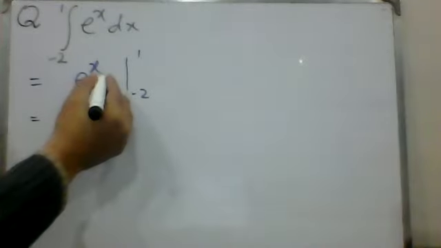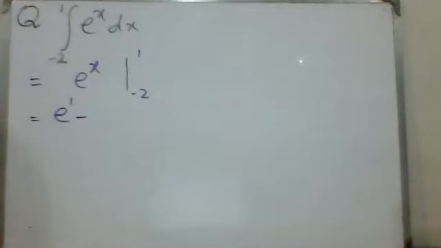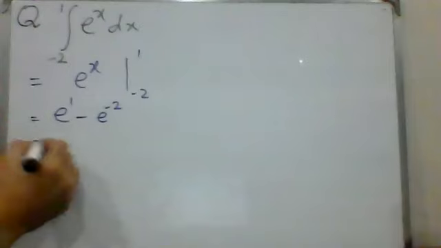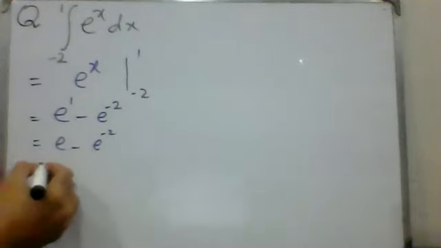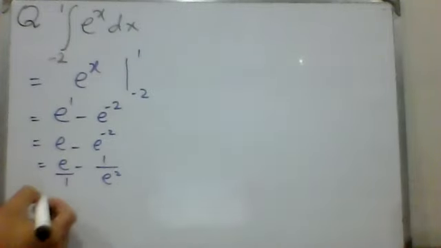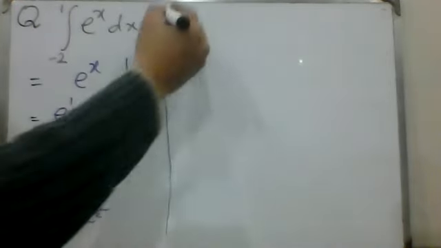Now first we put in the place of x is 1, e power 1, then the sign is negative due to the fundamental theorem of calculus. Then we place x as minus 2. So we get e power 1 minus e power minus 2. Further, we calculate e minus 1 over e square, and taking LCM between these two terms, we get e power 3 minus 1 divided by e square. That is our required answer. If you want to calculate further, put the value of e in a calculator, that is 2.71, and calculate the answer.